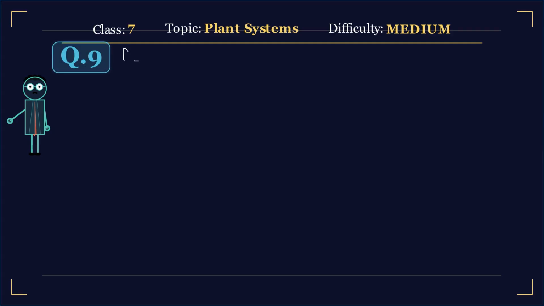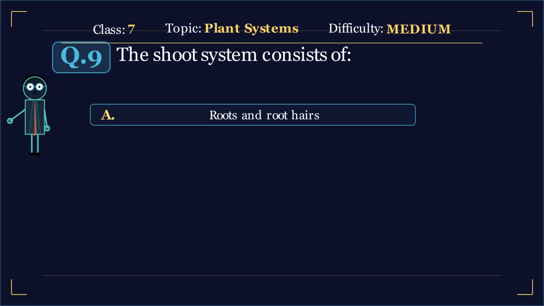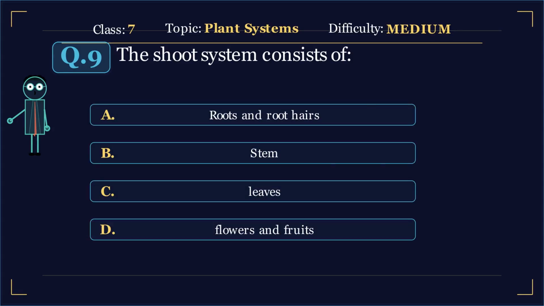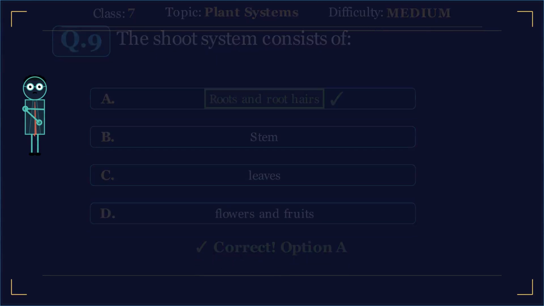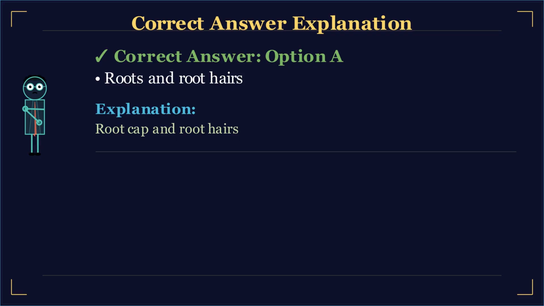Question 9. The shoot system consists of: Option A, roots and root hairs. Option B, stem. Option C, leaves. Option D, flowers and fruits. The correct answer is option A. Here's the explanation for the correct answer. Root cap and root hairs.